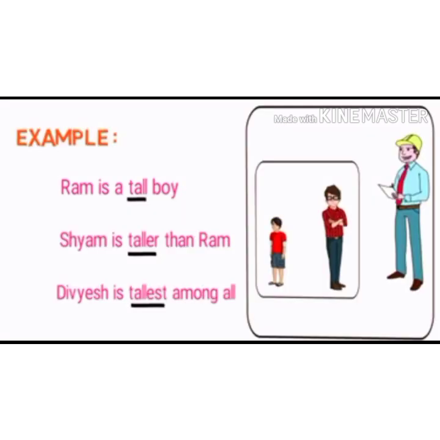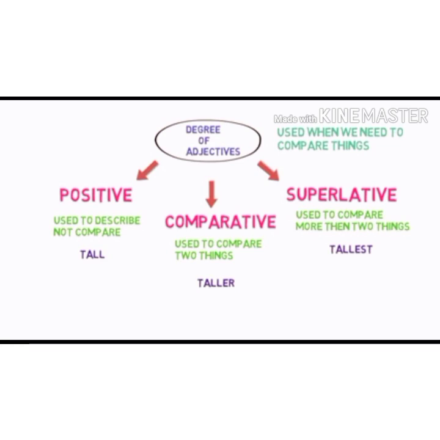Now, students, I will introduce you to the forms of adjectives. Before I define them to you, let's take a few examples first. Ram is a tall boy. Shyam is taller than Ram. And Devyesh is tallest among all. So the above sentences, whatever I read, show comparison. They are the forms of adjectives. So let's see the next slide.